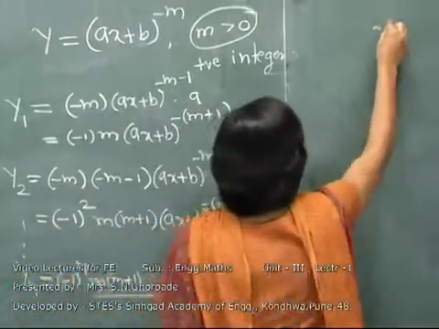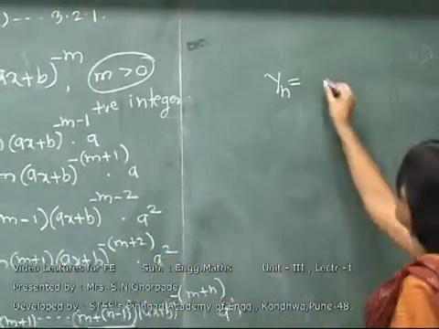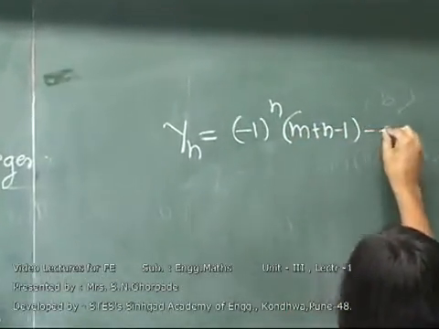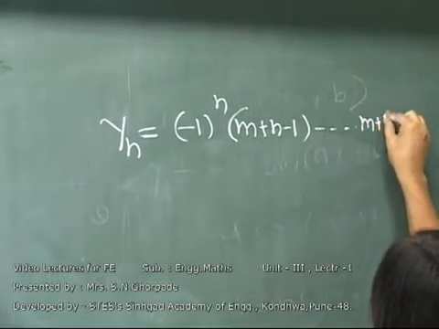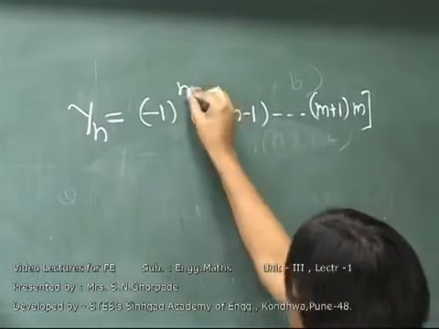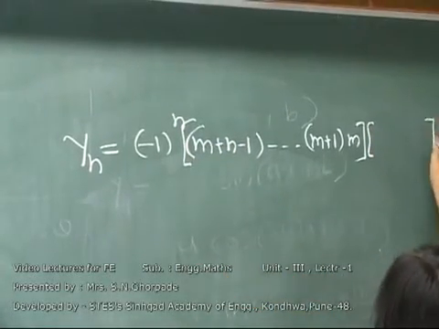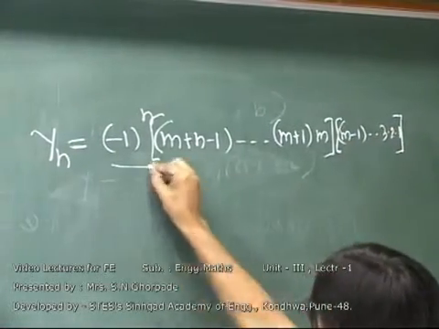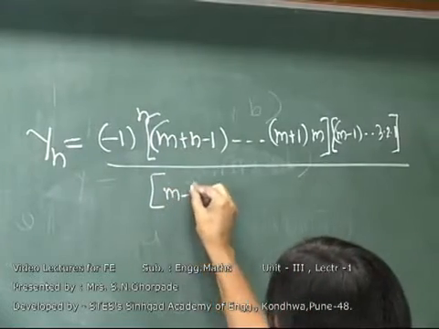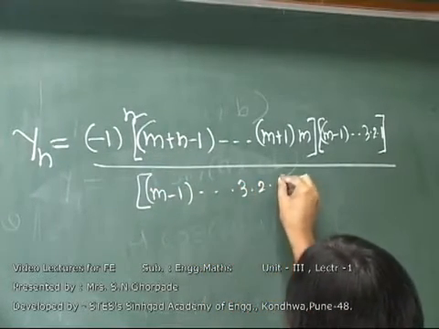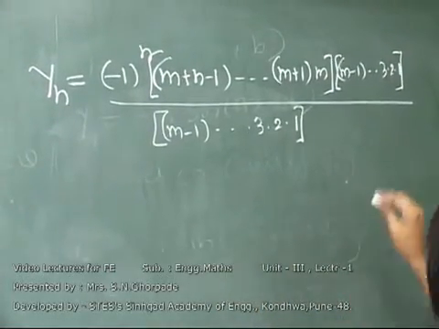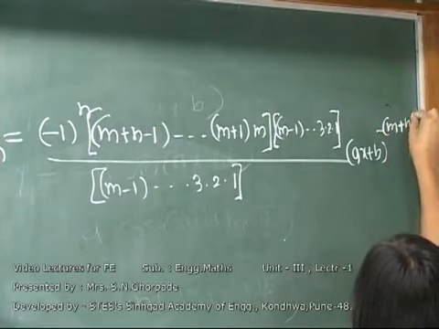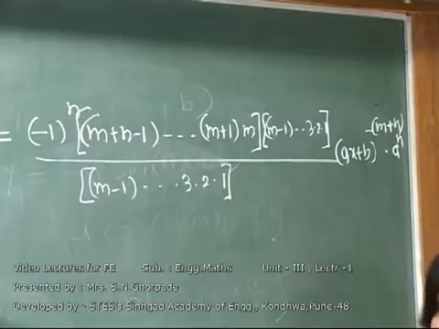So we can write this as minus 1 raised to n. M plus n minus 1 is the first number. Decrease it up to m plus 1 and m. I'll multiply and divide by m minus 1 reduced up to 3, 2, 1. Remaining terms as it is. Ax plus b raised to minus of m plus n into a raised to n.